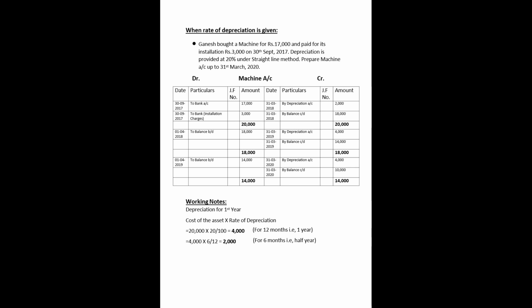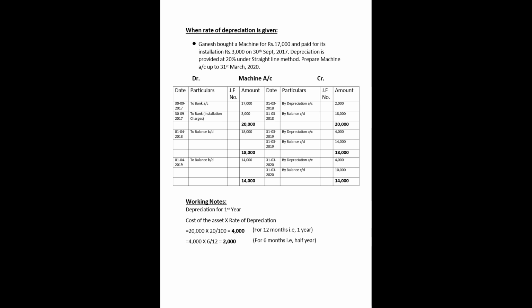So on debit side, we should mention the date. Here the date is 30th September. It is not 1st April. So we should keep in mind that the depreciation for first year will be calculated for 6 months, not for 12 months. So we have mentioned the amounts on debit side to bank account 17,000 and installation charges 3,000.